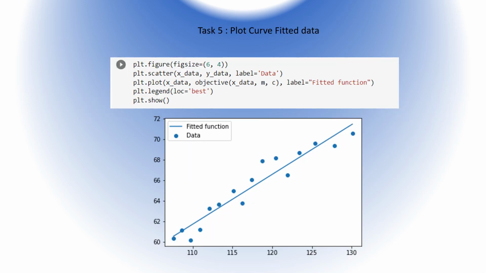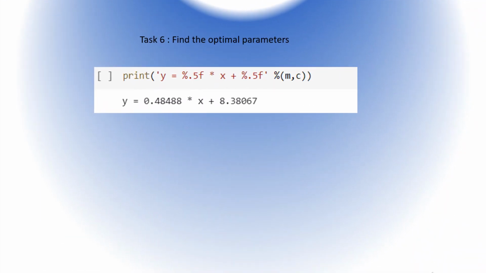Next we write the code to plot the curve fitted data. The attribute loc in legend is used to specify the location of the legend. On top of the scatter plot, we can draw a line for the function with the optimized parameter values. This involves first defining a sequence of input values between the minimum and maximum values observed in the dataset. And finally, the optimal parameters will be specified based on our objective function.